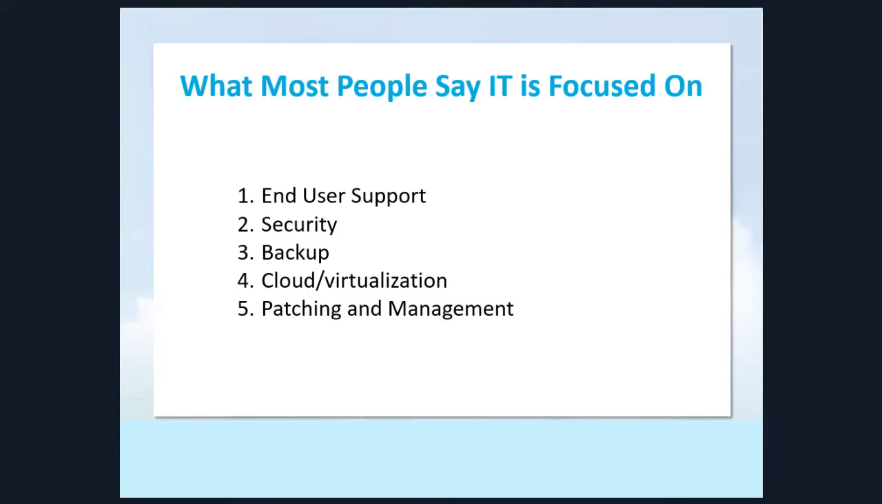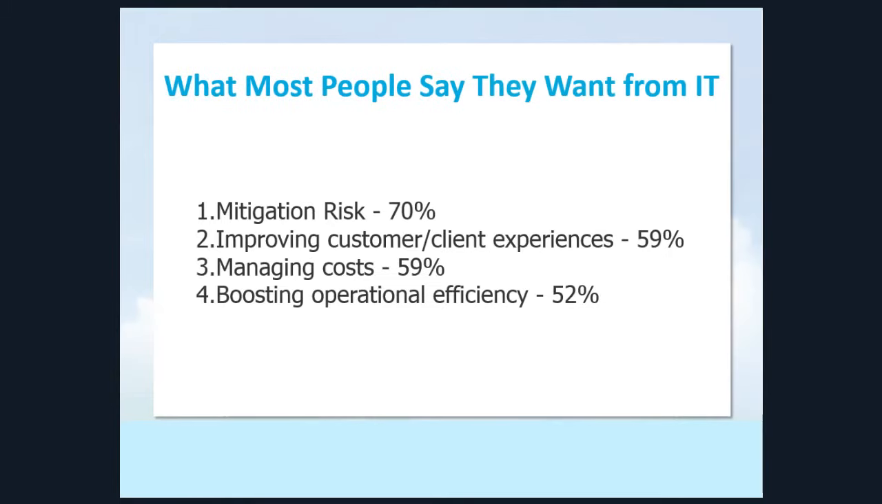And so when you ask a non-IT person, what do you want IT focused on? Surveys will say 70% of people want them mitigating risk, improving customer, client, and employee experiences, managing costs, and boosting operational efficiency. So non-IT people are actually looking for IT to focus on business outcomes. So clearly there's a disconnect between what external business people and executives are asking for and the internal IT structural purpose for the business. And so the real complexity is in aligning the business outcome to the IT work.